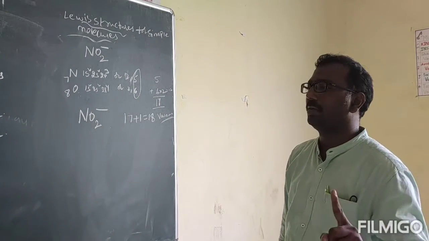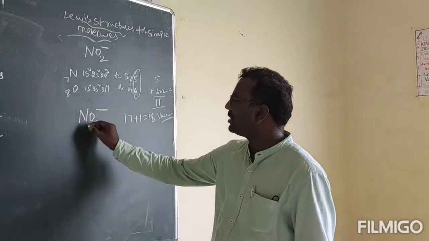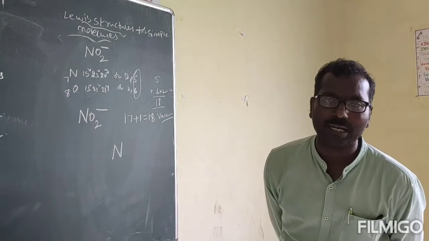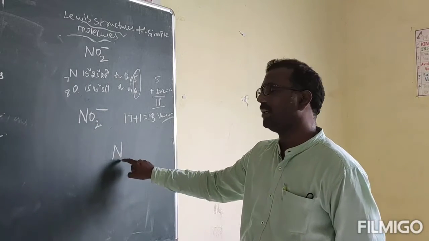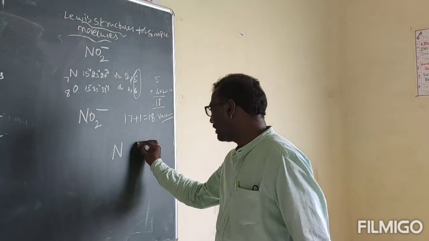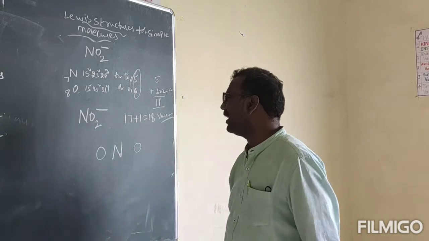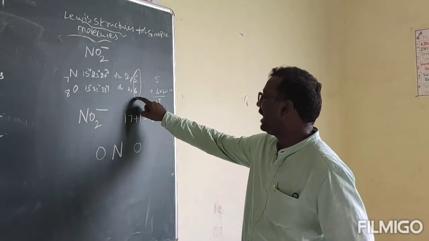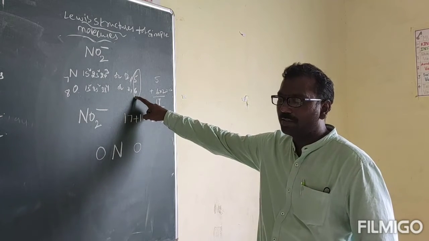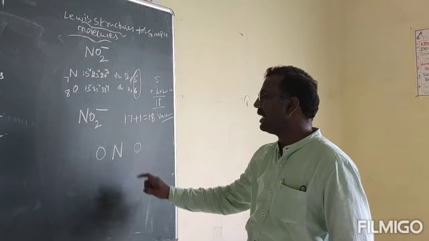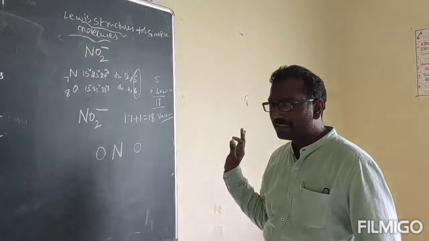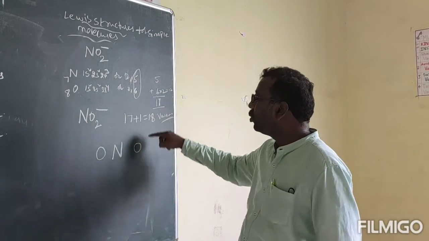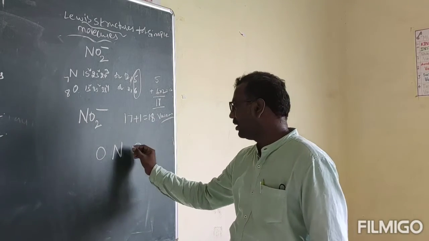There is one general thing: the least electronegative element is taken as the central atom. Between nitrogen and oxygen, the least electronegative one is nitrogen. So that is kept as the center, and two oxygens are placed on the sides. Now what do we have to do? Here oxygen needs how many electrons? Totally it needs 6 electrons. Okay? So 6 are there, so 2 only it needs. 2 means it will form a bond.